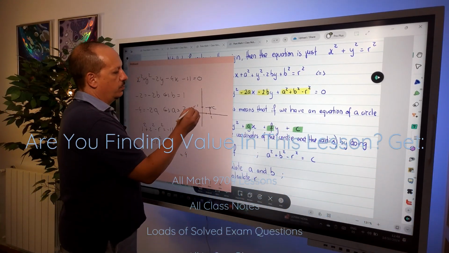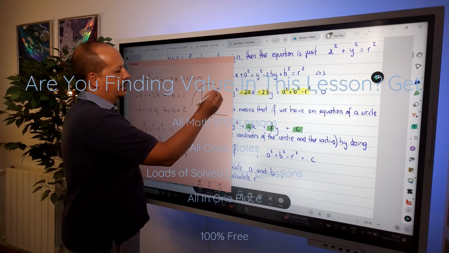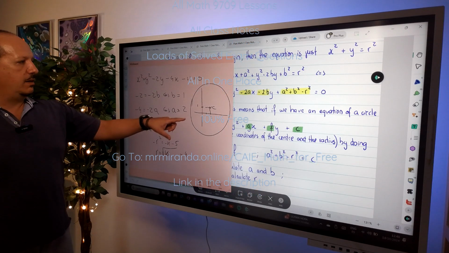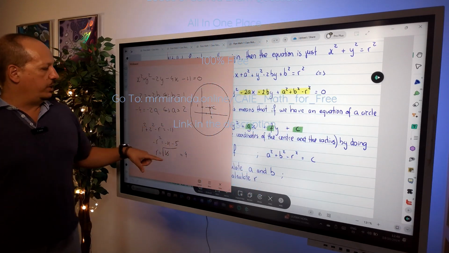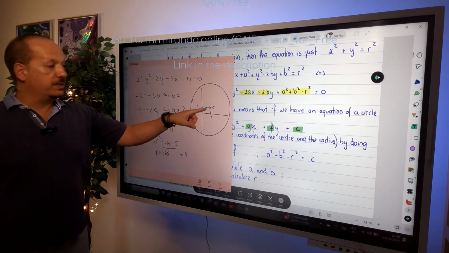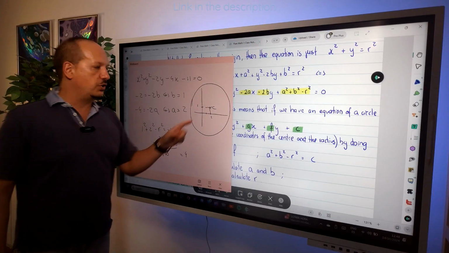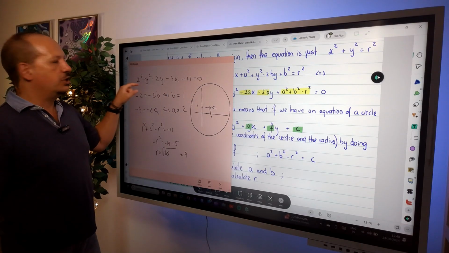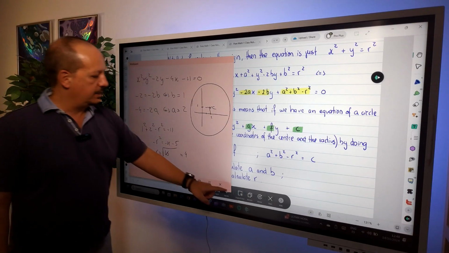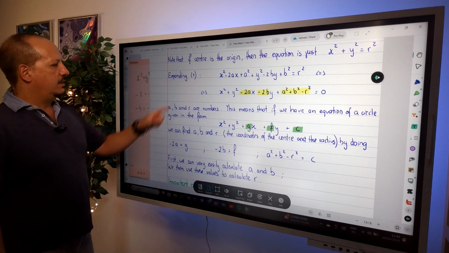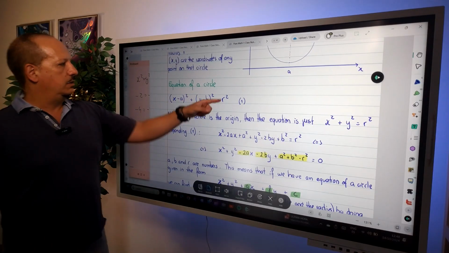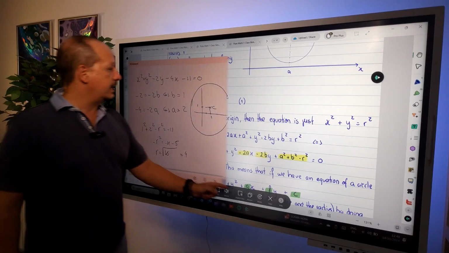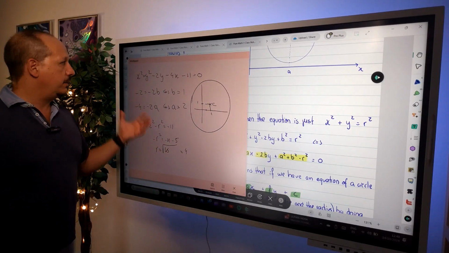So 1, 2, 3, 4 is going to be something like this. See, I got the position and the radius of this circle, even though the equation that I had for the circle was not nice and neat, such as this one, in which you could get the coordinates straight away. But very easily, I can get all that I need.